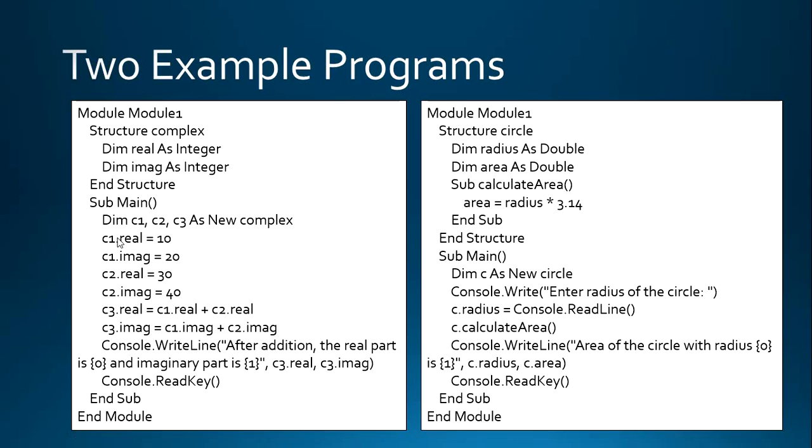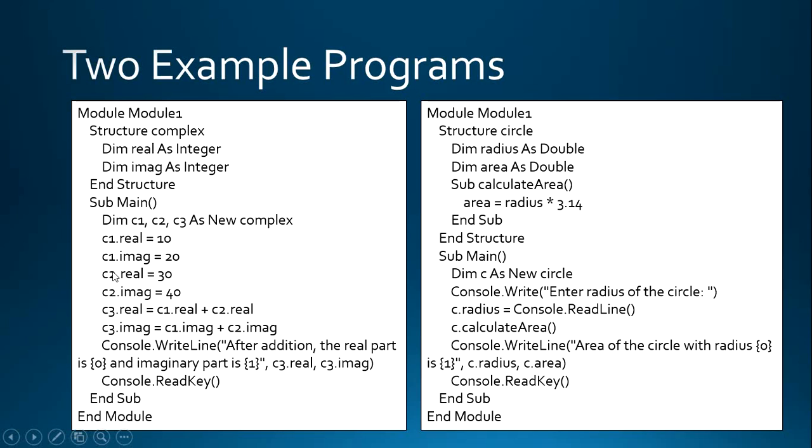So what about the imaginary part? For the imaginary part, you store it by initializing it as 20. C1 dot imaginary equal to 20. In the same way you store the values for the real and imaginary part of the number C2. So C2 dot real equal to 30, C2 dot imaginary equal to 40.